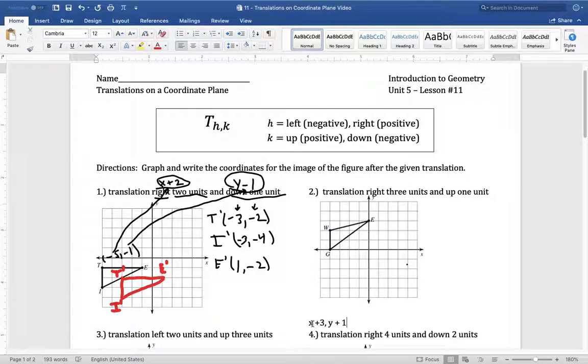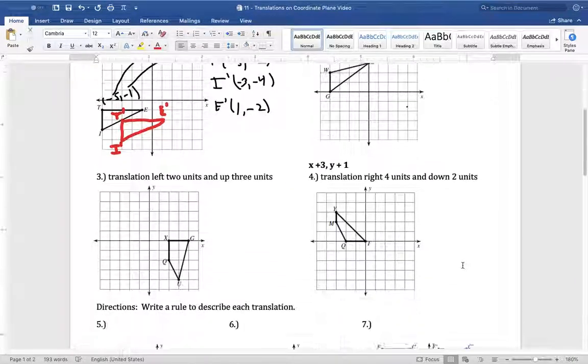So I would be taking my points here on WEG and adding 3 to the x and adding 1 to the y. Or it would move 3 to the right and 1 up. Each point would move 3 to the right and up 1, and you'd write the new points down here. So the same thing would go for all of these.